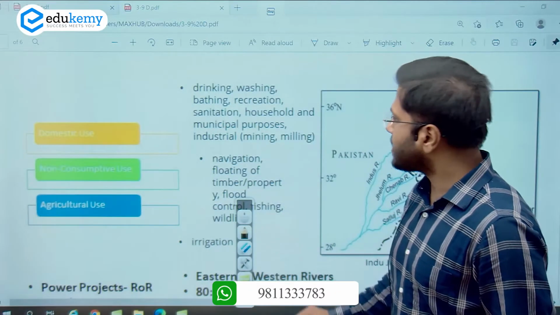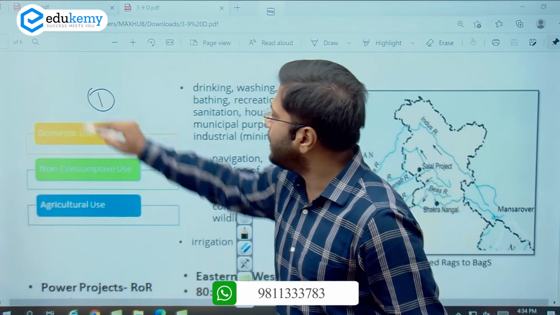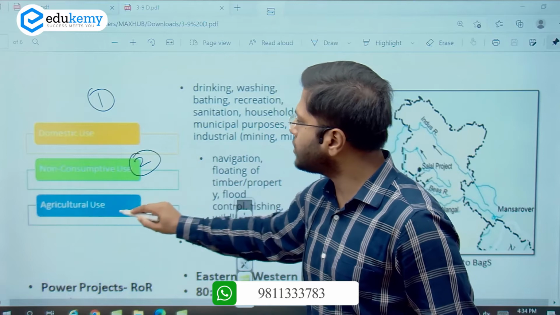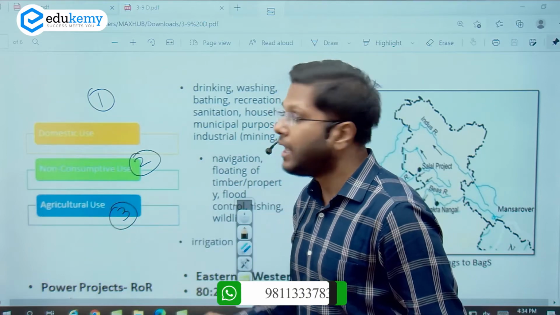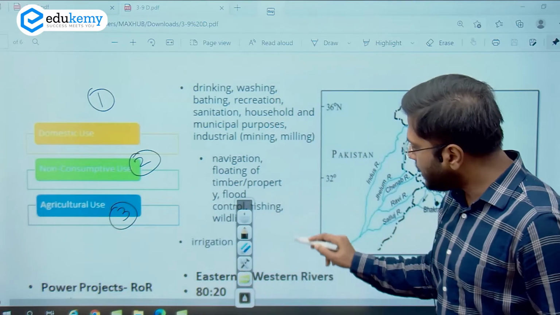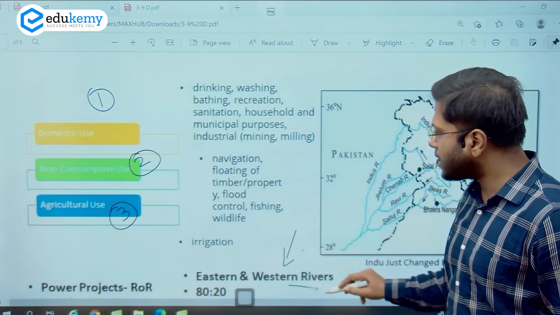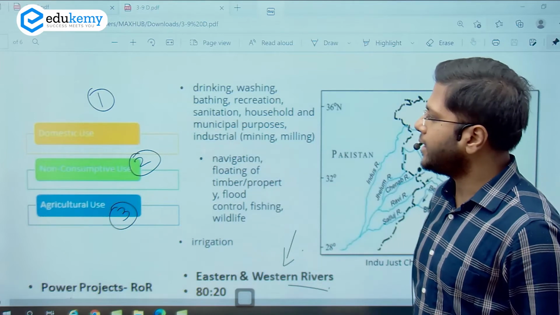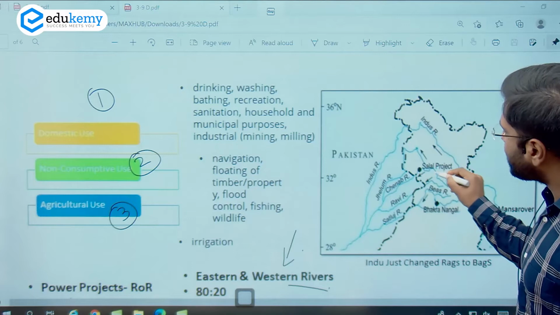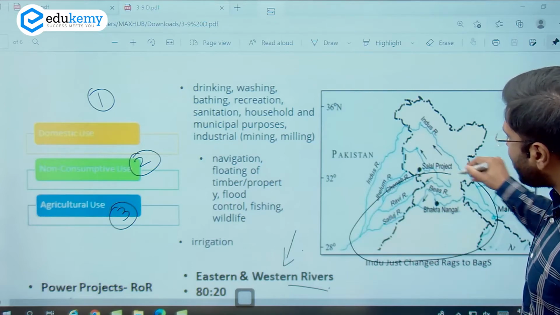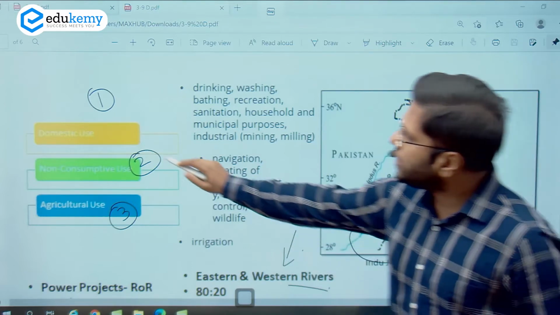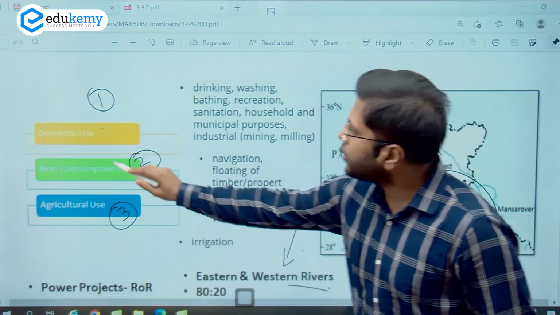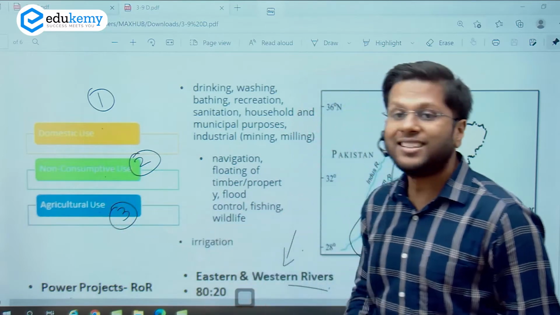The three ways in which water can be utilized are: one, domestic use; second, non-consumptive use; and the third one is agricultural use. So on the basis of this eastern and western flow, eastern and western rivers, the water usage was divided. For example, the eastern three rivers, as I mentioned, Ravi, Beas and Satluj, India can utilize the water for domestic use as well, for non-consumptive use and for agricultural use as well.